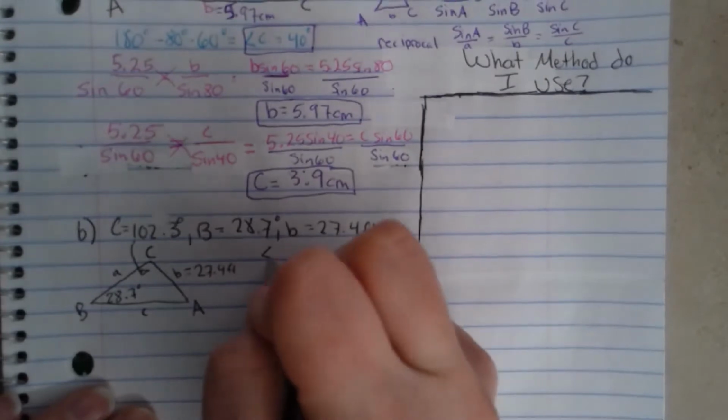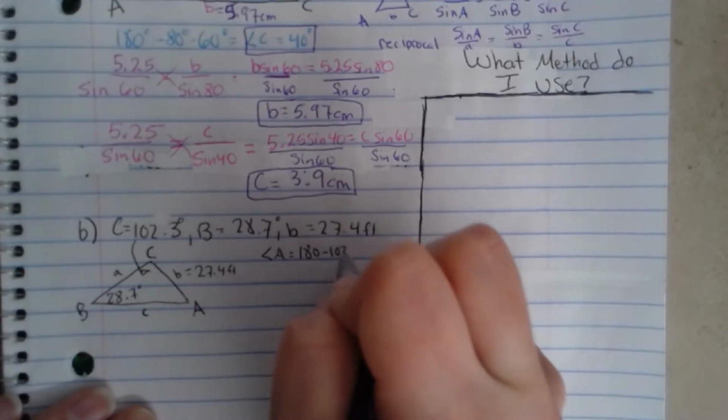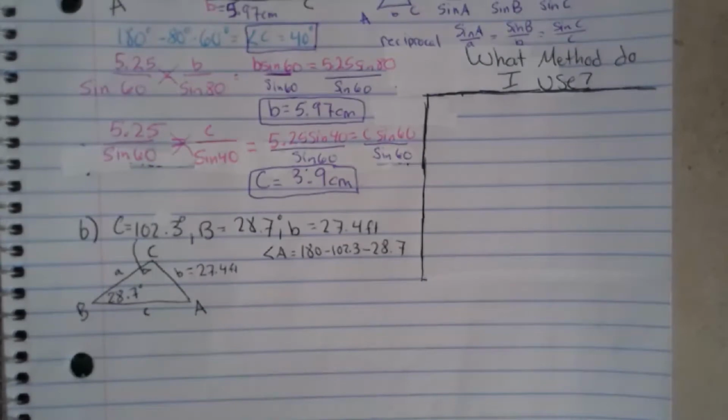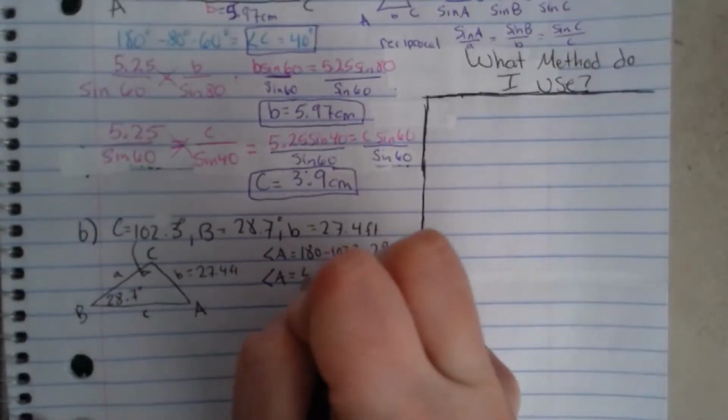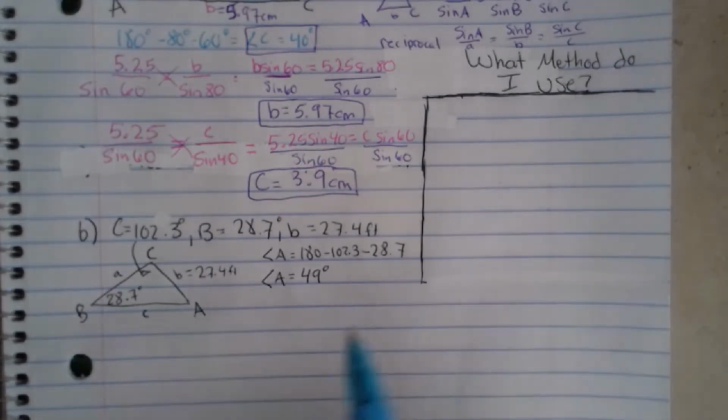So I'm going to find angle A first. That's again going to be 180 minus 102.3 minus 28.7. So we're going to find that one first. 180 minus 102.3 minus 28.7, so angle A equals 49 degrees. After I get that, then I could go ahead and start setting up my ratios. Technically I didn't have to find that first, but it helps.